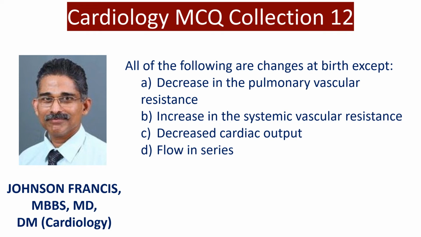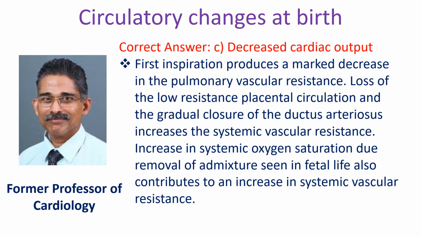All of the following are changes at birth except: A. Decrease in pulmonary vascular resistance, B. Increase in systemic vascular resistance, C. Decreased cardiac output, D. Flow in series. Correct answer: C. Decreased cardiac output.